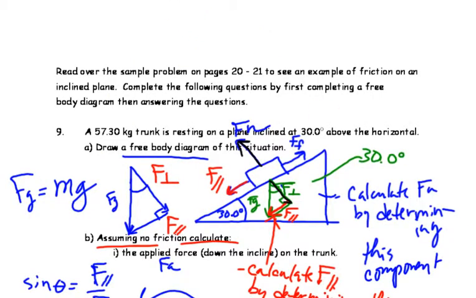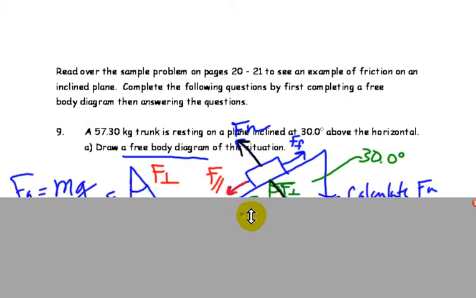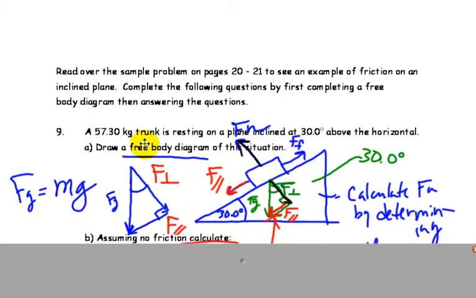Okay, so we'll look at the final few examples looking at objects that are on a slant. There's a specific geometry involved with that. So for example, a 57.3 kg trunk is resting on a plane at an incline of 30 degrees above the horizontal. Draw a free body diagram.